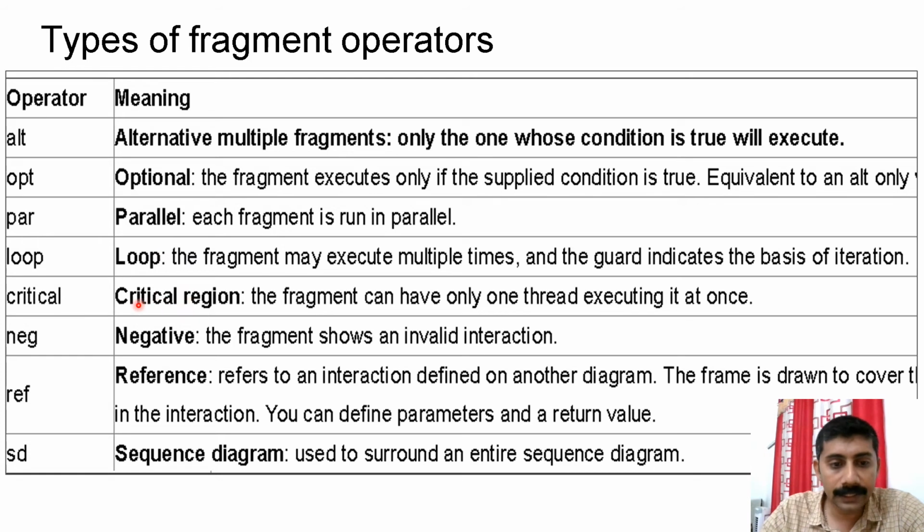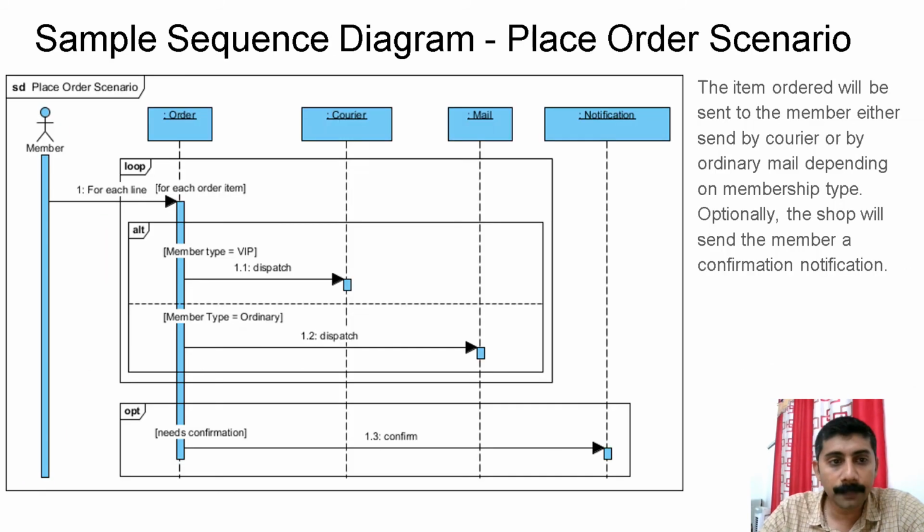Critical means critical region. When there are multiple threads in your program, only one thread will be allowed to execute the messages within that fragment. Neg means negative, the fragment shown as an invalid interaction. Ref is nothing but reference. It refers to an interaction defined in another diagram. SD, sequence diagram. So these are the operators used in the fragment. So that is all about combined fragments.